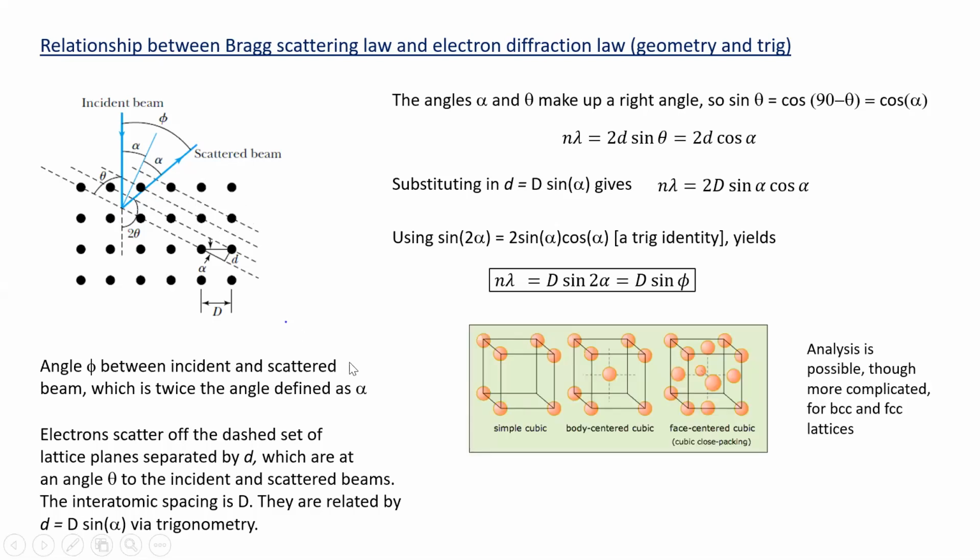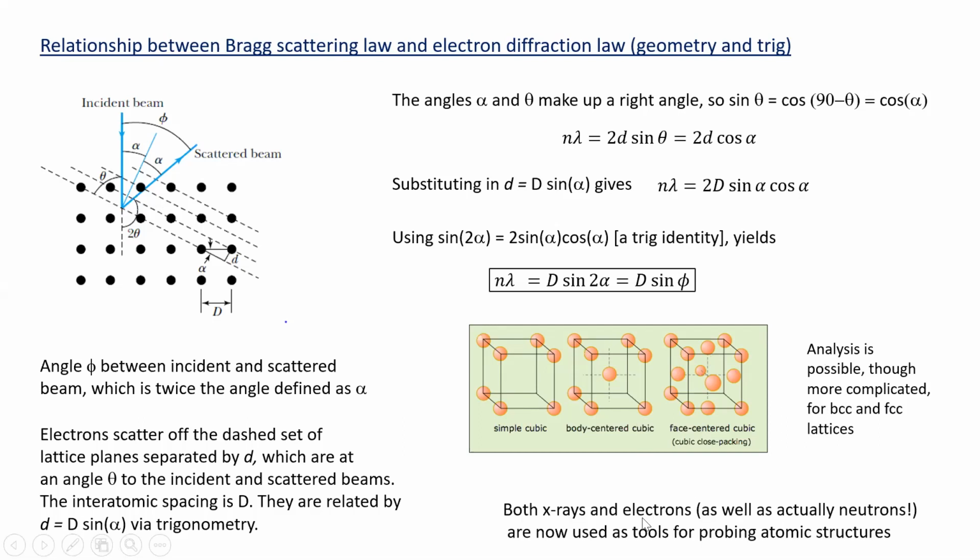Finally, we've been looking at cubic lattices, but it turns out, and this is a little bit beyond the scope of what we're doing here, that you may wonder if all materials are made up of cubic lattices. The answer is no, they're not. Most metals are made up of what are called either body-centered cubic, which have a cube with an atom in the center of the cube, or face-centered cubic, which have a cube and an atom in the center of each of the 6 faces. And the analysis of the scattering of that is possible, though more complicated, for these so-called body-centered cubic BCC and FCC lattices.